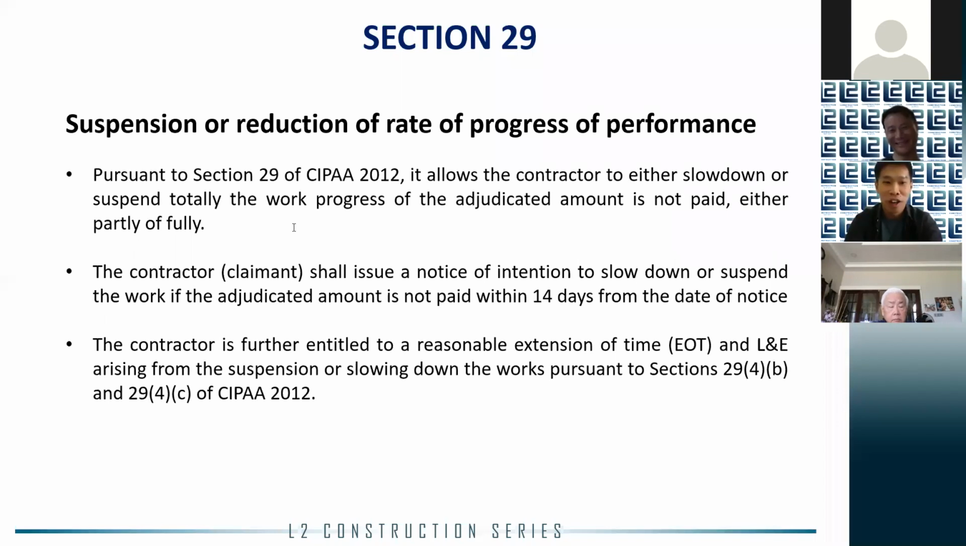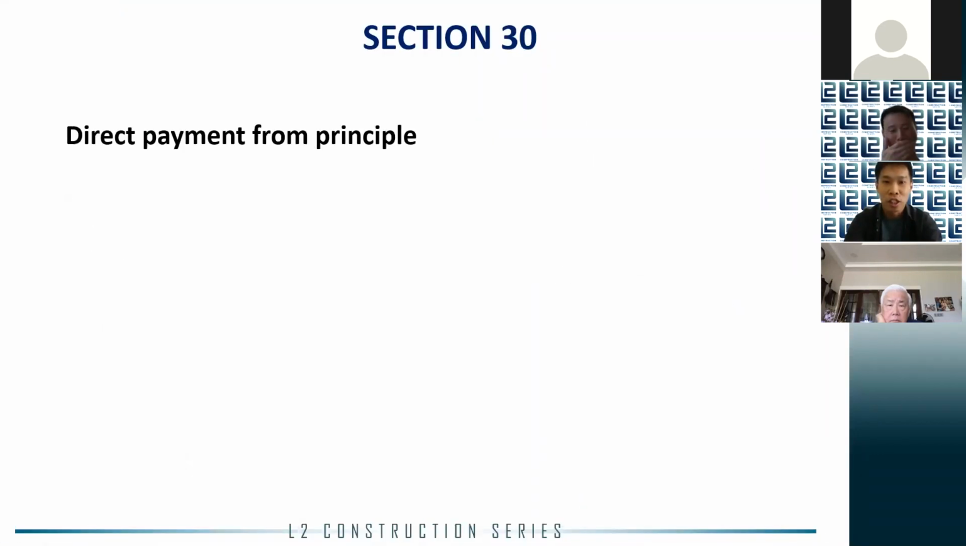Generally, a contractor cannot suspend work or slow down even when payment has not been made, unless the terms of the contract clearly allow that. Section 29 of CIPAA gives the winning party the right to do this when the adjudicated sum has not been paid in full. So the winning party who triggers Section 29 to suspend or slow down his work is not in breach of contract, and is also entitled to extension of time and loss and expense incurred. And this is not all. We will now look at direct payment from principal under Section 30.